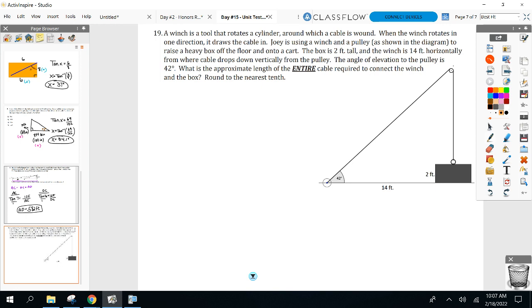Go ahead and go to number 19. You don't have to read everything here because this is a long-winded problem about Joey and this thing called the winch. Here's what you need. It says find the approximate length of the entire cable. There's the cable right there. Find that entire length for me. That's what it's asking for.